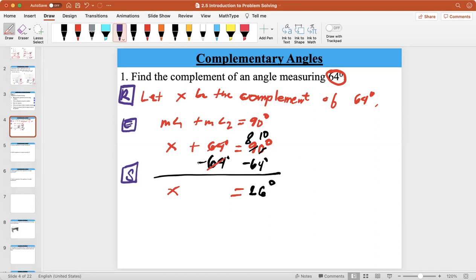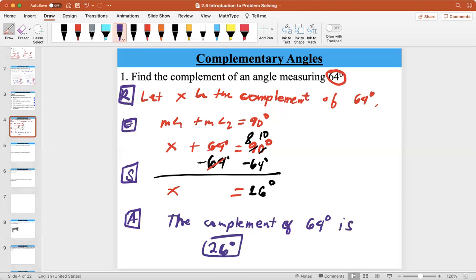All right, so to complete the step, we can write here: the complement of the angle that measures 64 degrees is 26 degrees. All right, so that's our answer.